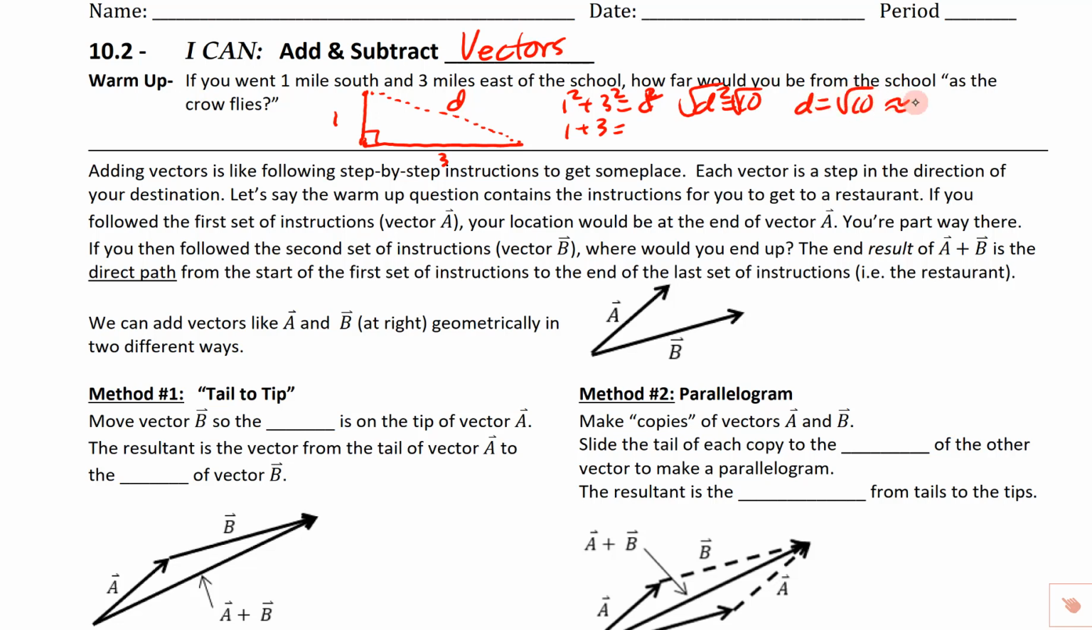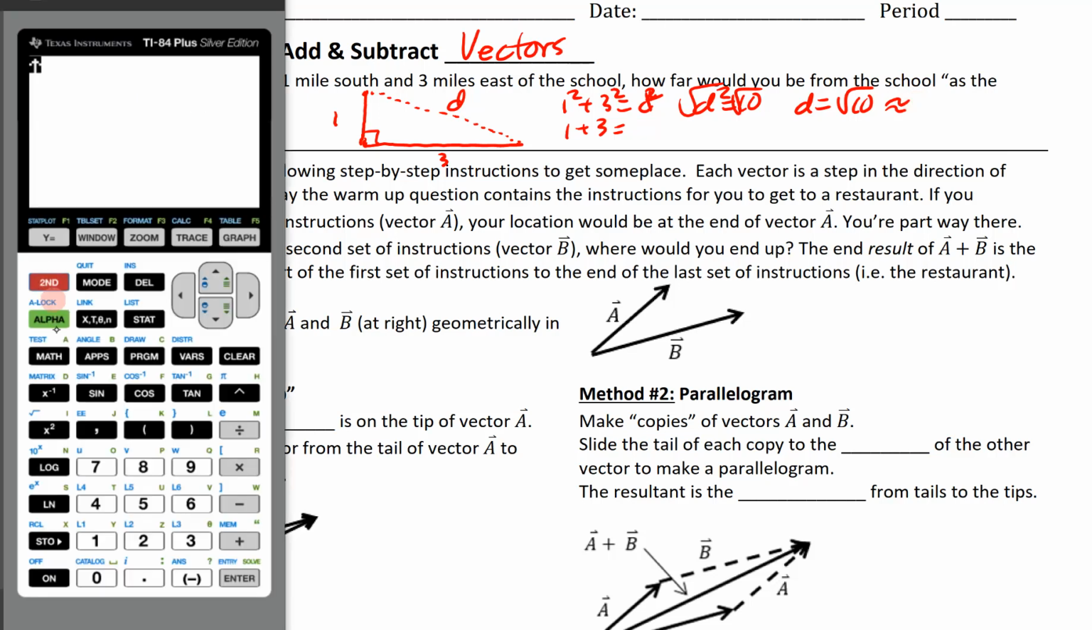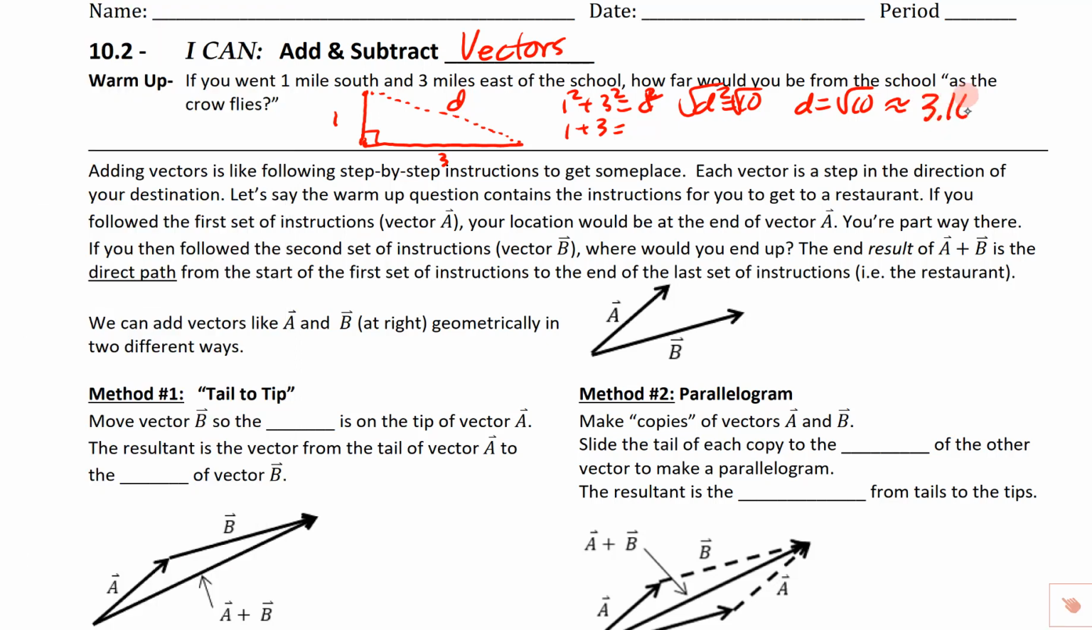And let's get a decimal approximation for that. So I'm going to go ahead and type in the square root of 10. And we get 3.162. So we're going to call that 3.16. And that would be miles. Okay, so there's the answer on that one. So from the starting point to the ending point, that would be 3.16 miles, a little bit more than 3. Kind of surprising that we had to go 4 miles to get there, but we're only a little bit more than 3 miles from the school.